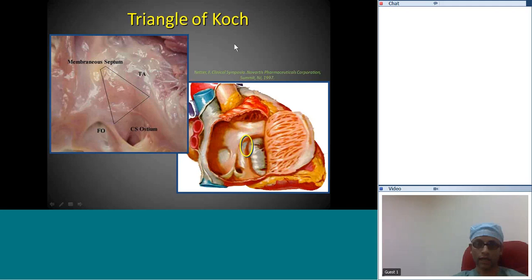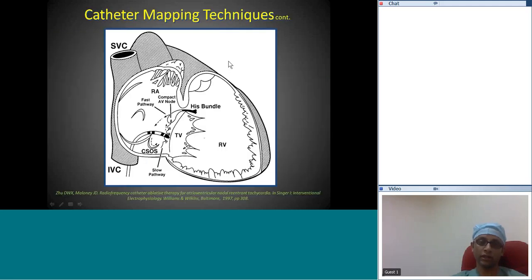This is another diagrammatic representation. So you can see the compact AV node here along with the His bundle, and your slow pathway is just about a few millimeters away from it if you're doing a dual AV nodal ablation. So there is not a lot of distance.